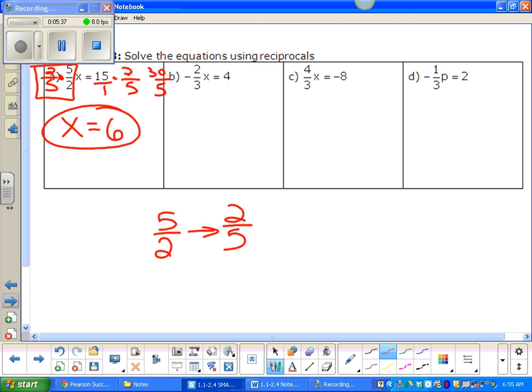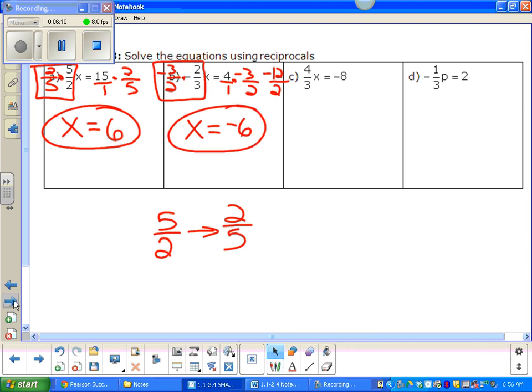So if I look at B, the reciprocal of negative 2 over 3 would be negative 3 over 2. So I'm multiplying both sides by negative 3 over 2. The negative 2/3 and the negative 3 halves, when you multiply those together, you get 1, so it's 1x. Over on this side, 4 times negative 3 is negative 12. 1 times 2 is 2. Negative 12 divided by 2 is negative 6.